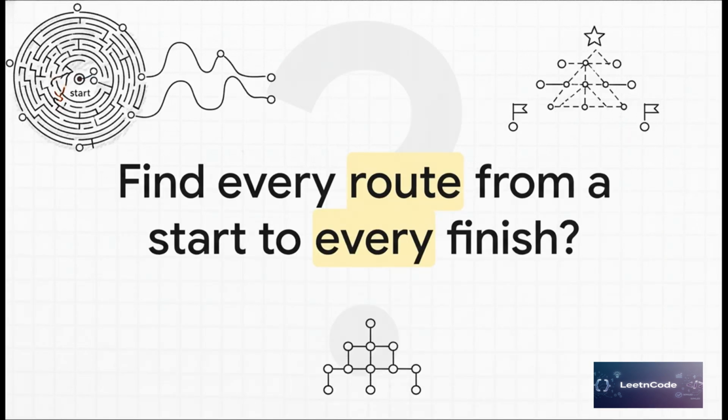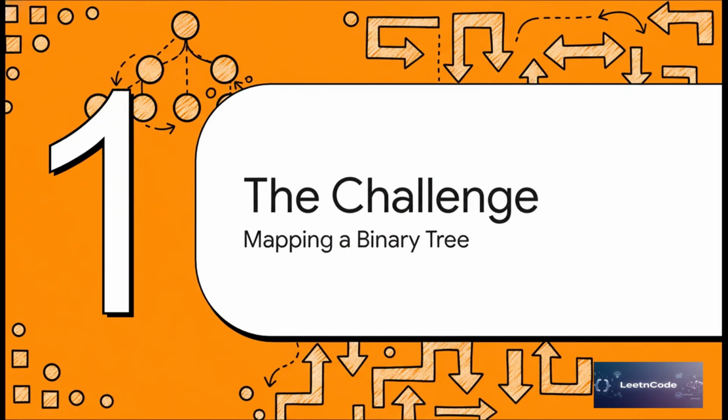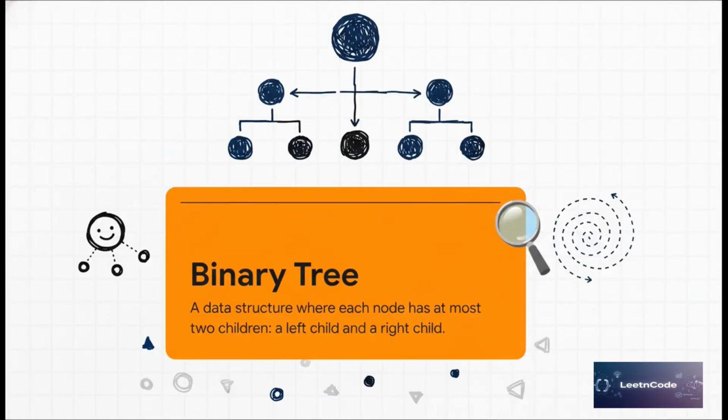Imagine you're at the entrance of a huge maze with a bunch of different exits. How would you systematically find and map out every single route from where you are to every single one of those exits? That's the core question we're tackling. But our map is going to be a digital one, and that map is a data structure called a binary tree. This is a really fundamental concept in computer science, so learning how to navigate it is an absolutely key skill.